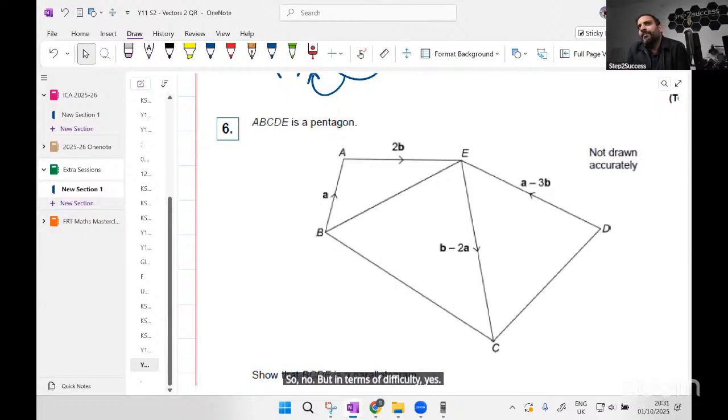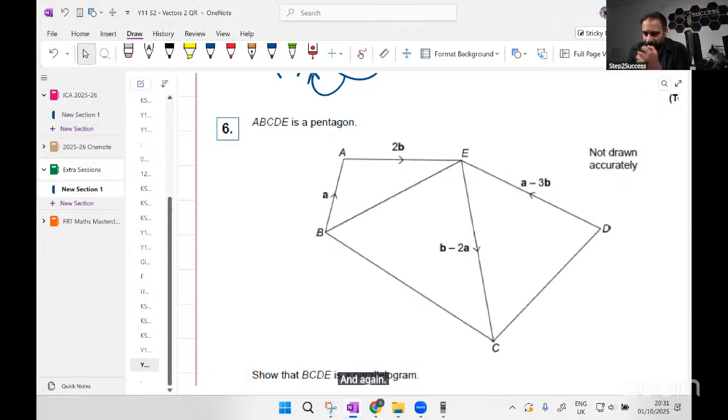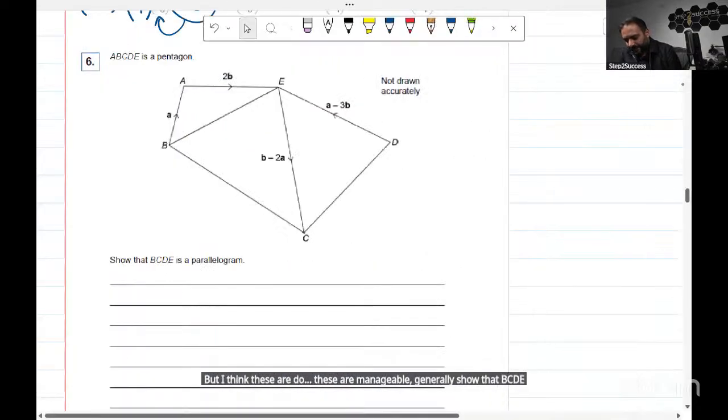I don't think these questions are particularly difficult vectors questions. You get some hard vectors questions, and I did some of them in the lessons that I taught. But I think these are manageable generally. Show that BCDE is a parallelogram. Right, let's just talk parallelograms.